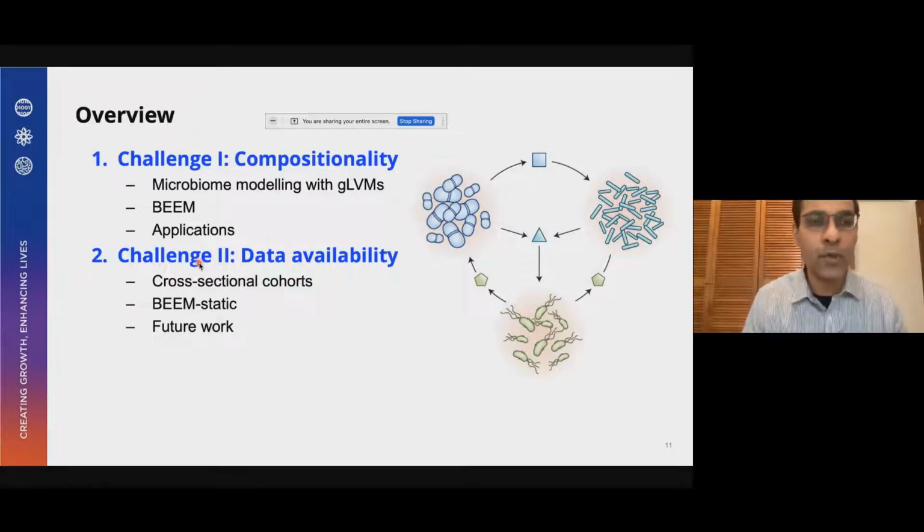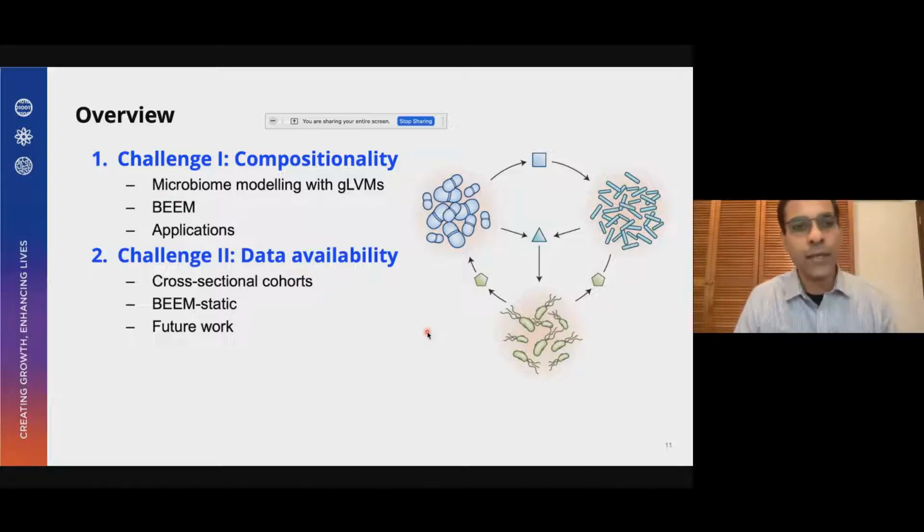In particular, I'm going to try to address two major problems for microbiome modeling. The first is the compositionality of the community, and I'll tell you a bit more what that means. And we had a few methods for that. One approach that we call BEEM that really works well.